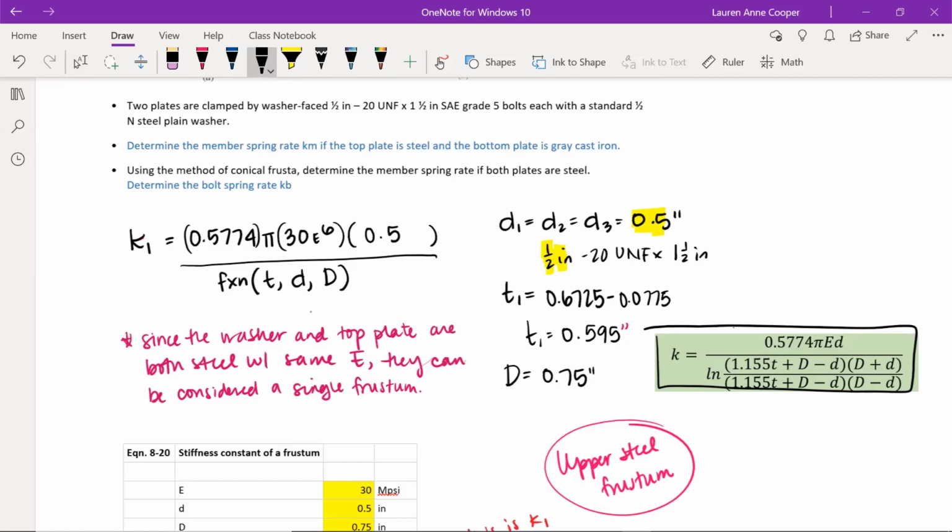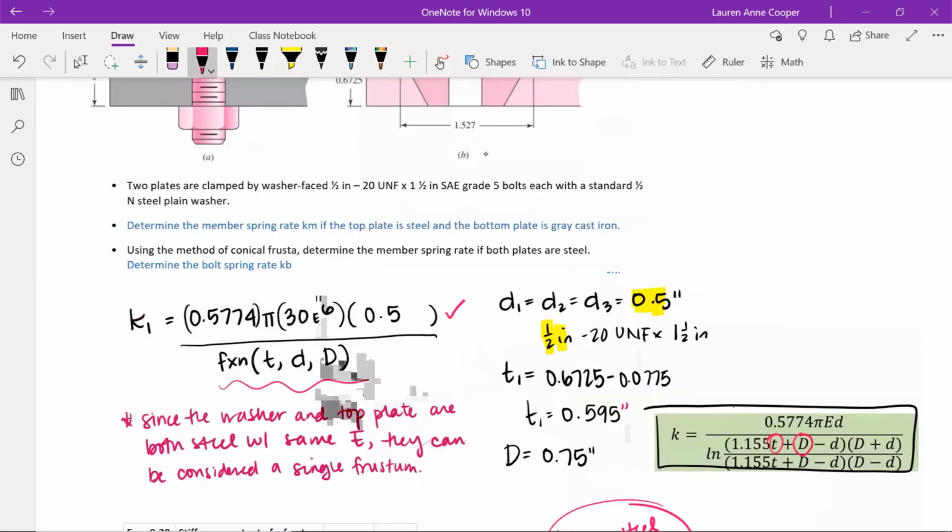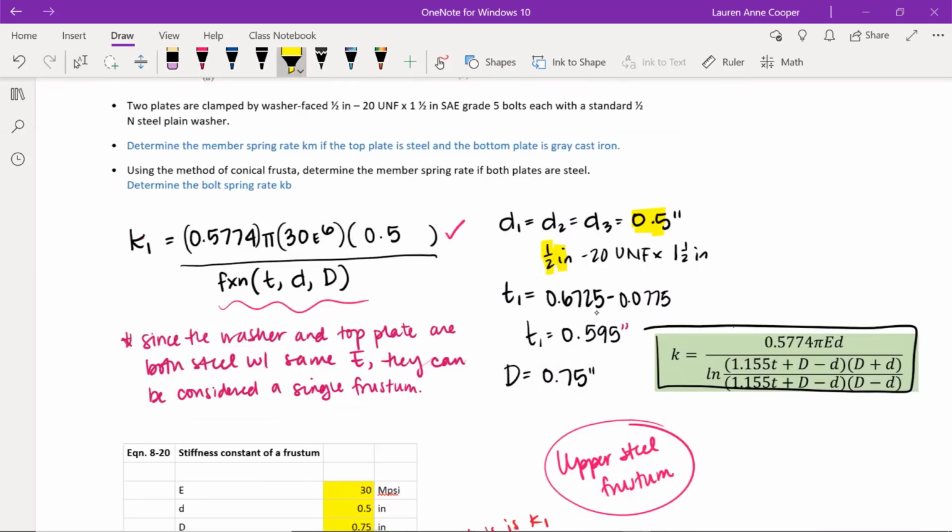So K1, just following the green box here, 0.5774 times pi. E is 30 e to the 6th psi, so that's the modulus of elasticity of steel. And then again, the major diameter is 0.5, so that's all here in the numerator. And then the denominator is a function of the thickness, the diameter of the top frustum, and then again the fastener diameter. Those are the three dimensions you need to find. In this example, since the washer and top plate are both steel with the same modulus of elasticity, they can be considered a single frustum.